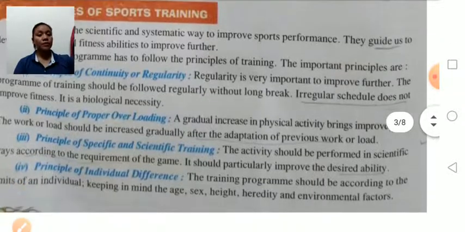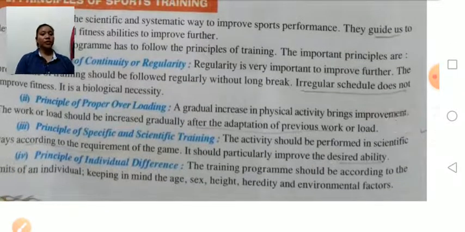Principle of specific and scientific training. The activity should be performed in a scientific and systematic way according to the requirement of the game. It should particularly improve the desired ability. We should perform the training according to the need of the game, according to the requirement, and we should do the training in a specific and scientific way.